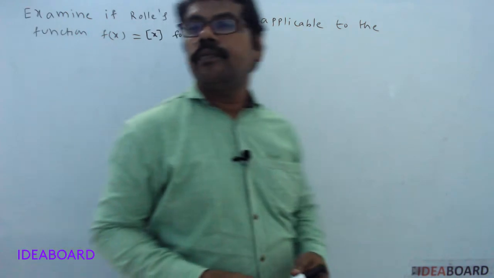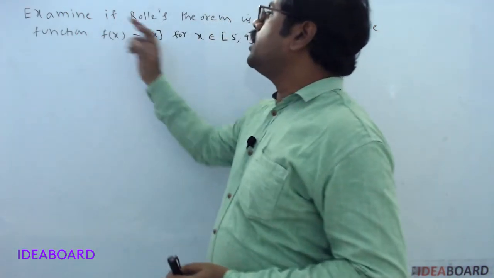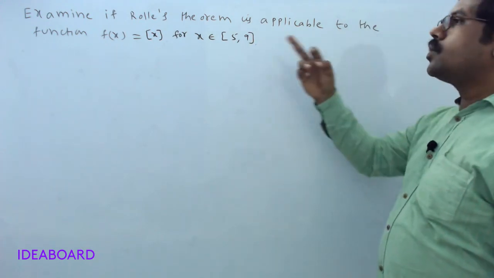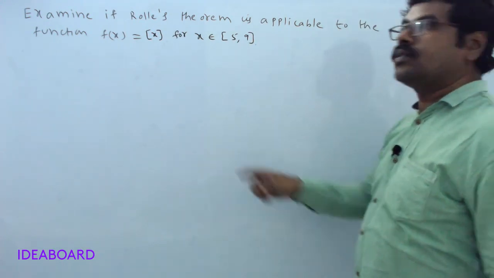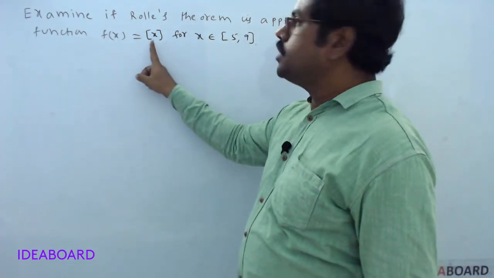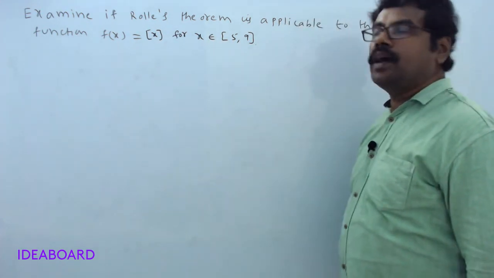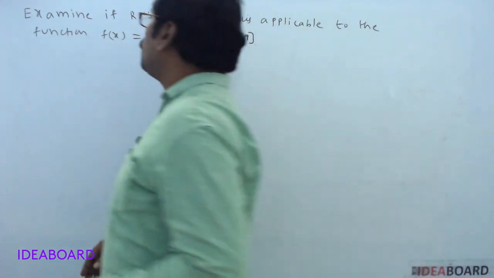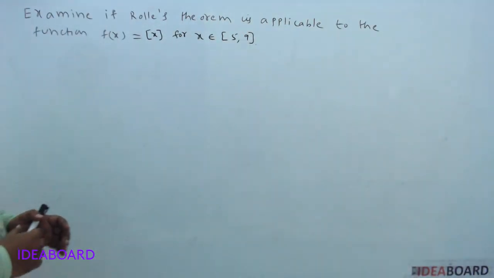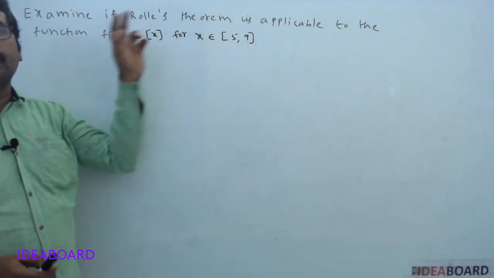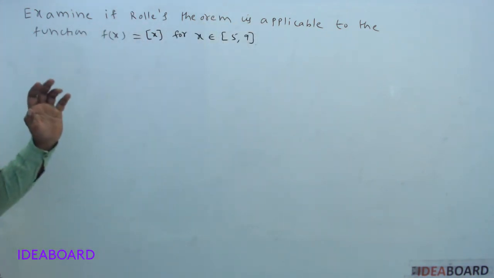Now come to the next problem. Examine if Rolle's theorem is applicable to the function f of x equal to step of x for x belonging to closed interval 5 comma 9. Here what is the meaning of the statement? Examine if Rolle's theorem is applicable to the function.